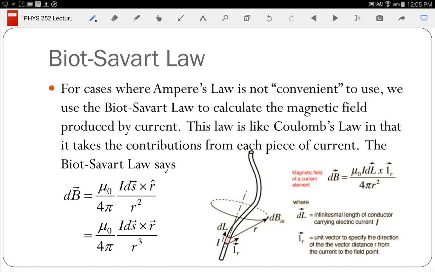ds is a piece of length of the wire. I is the current through the wire. And then we have r hat, which is the direction going from that piece of wire to where I'm finding the magnetic field. So are we saying ds is the same as dl then?